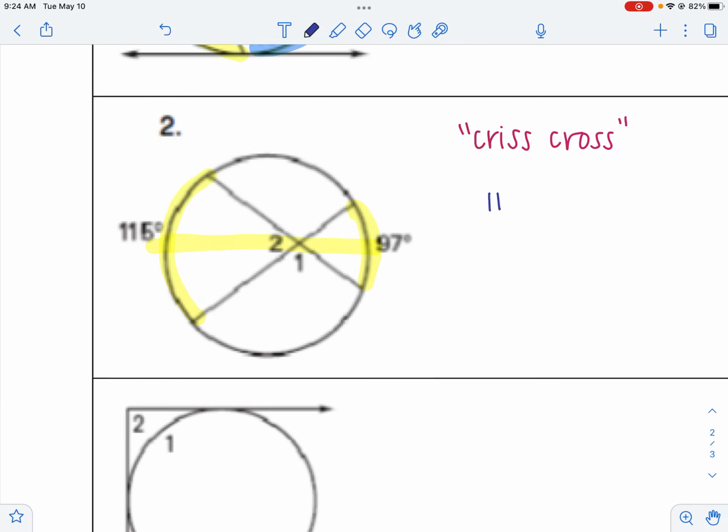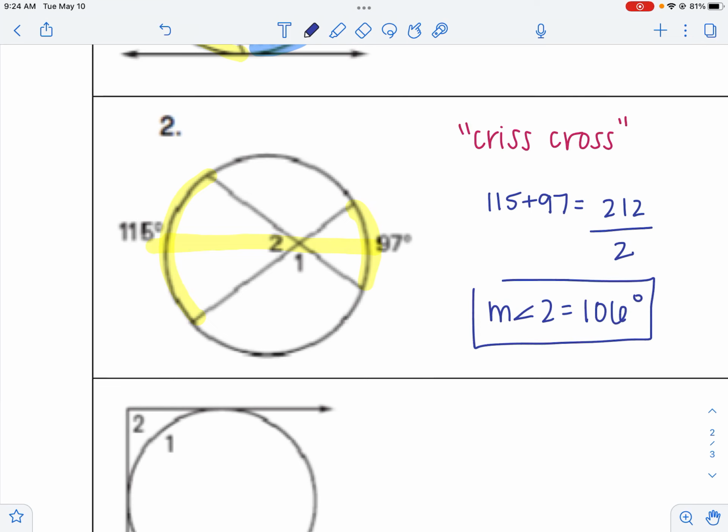So I'm going to go ahead and add these arcs. So 115 plus 97 is 212, and then I'm going to divide that by 2. That's what the formula said to do. Add the arcs, divide by 2. So then the measure of angle 2 would be 106 degrees. That's it. Add the arcs, divide by 2 if you see a crisscross.